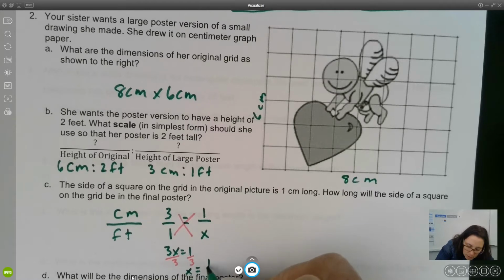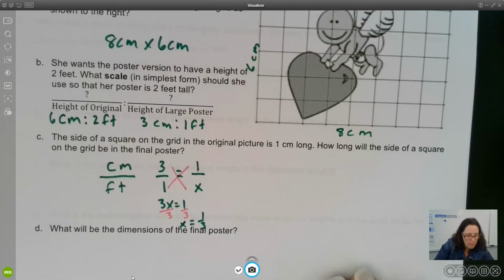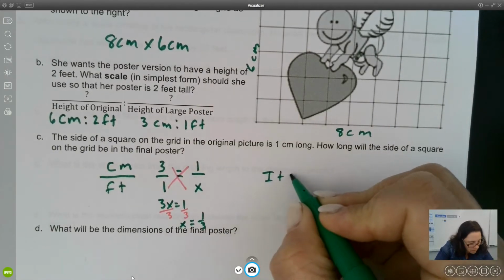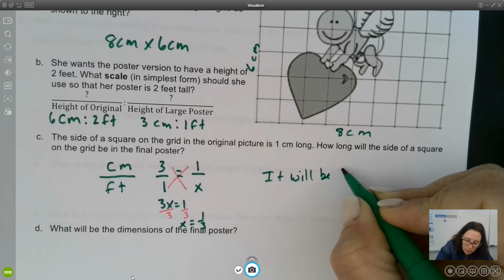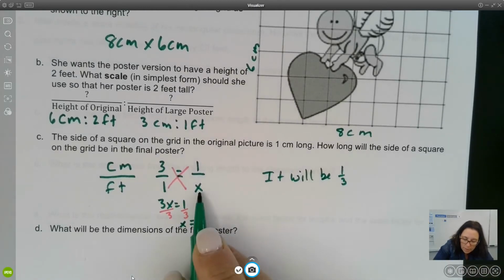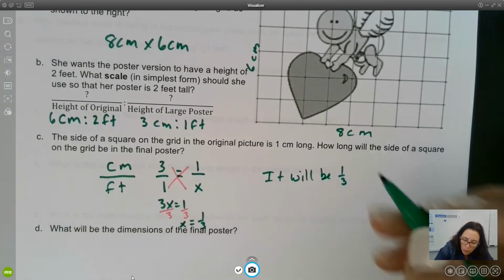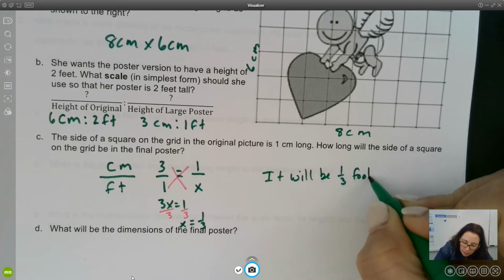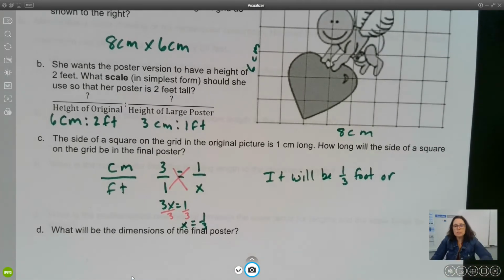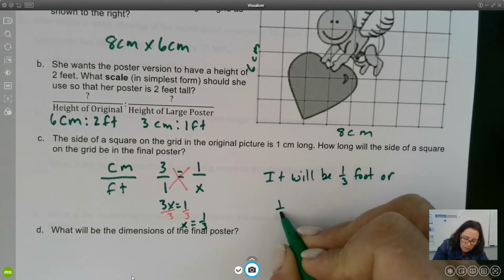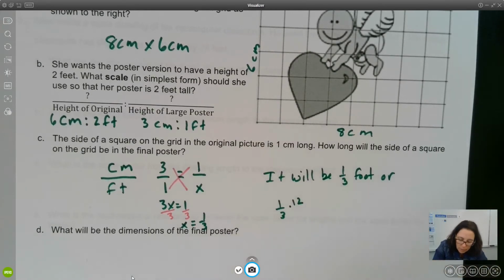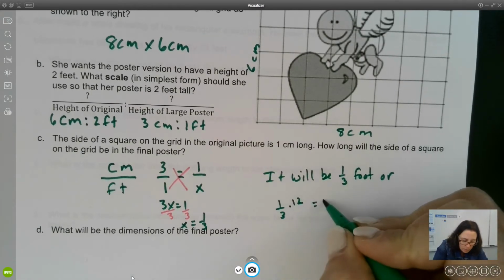Kind of running out of space here. Let me scooch it over a hair. X equal 1/3. So it will be 1/3. Now 1/3's units are feet. It'll be 1/3 foot. How many inches? Some of you may answer in inches. How many inches is 1/3 of a foot? Well, there are 12 inches in a foot. So if we do 1/3 times 12, 1/3 of 12, that would be 4.